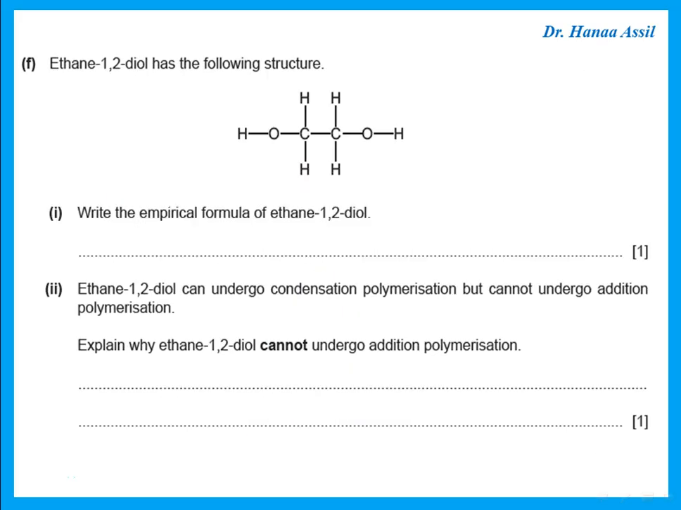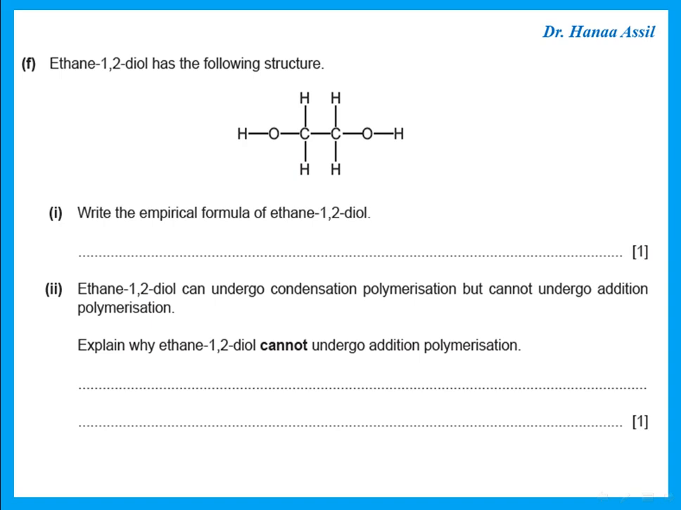Ethane 1,2-diol has the following structure. Write the empirical formula of ethane 1,2-diol. First of all, what do we mean by empirical formula? You should remember that empirical formula is the formula showing the simplest ratio between the atoms.